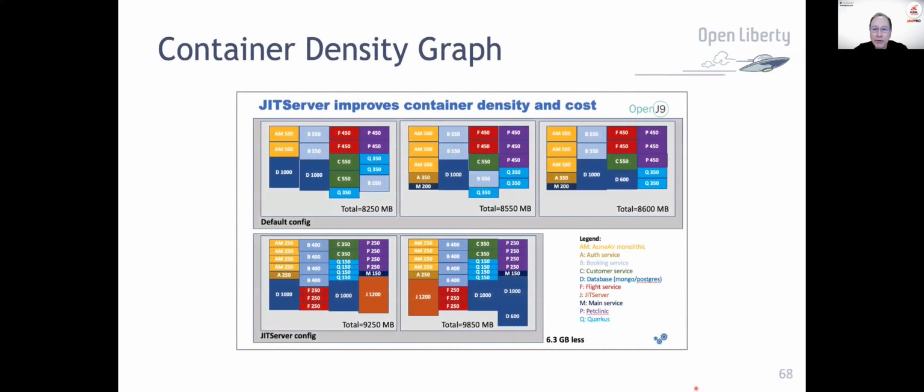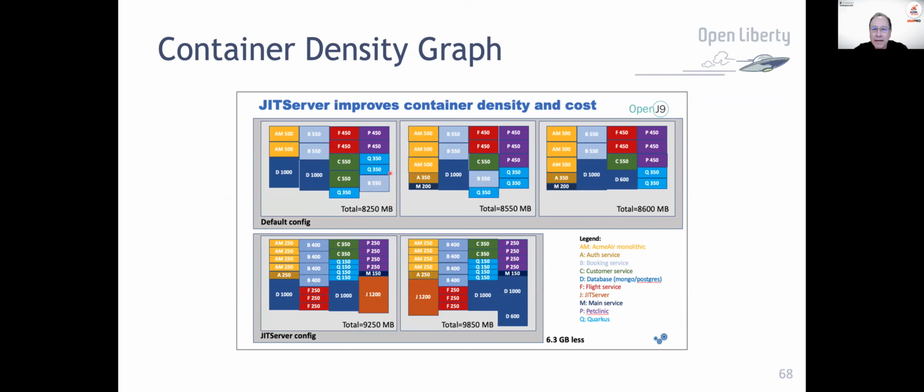So speaking of container size, here's a container density graph. This is a great experiment they ran. It was run on a Red Hat OpenShift instance running on AWS. We had two test cases. Each could use up to 3 nodes, each with about 12 gigs of memory.